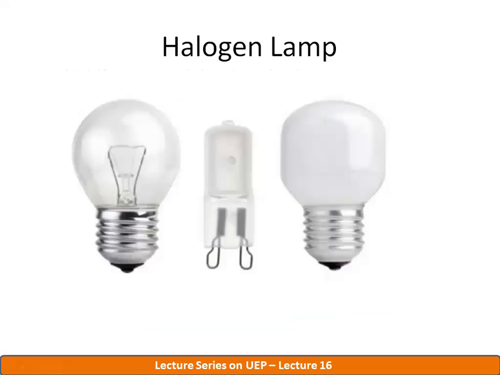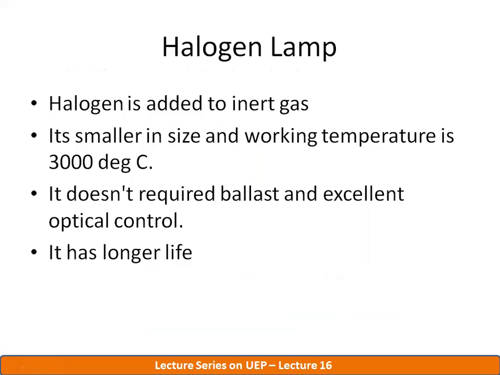The next one, halogen lamps. In the halogen lamp, halogen is added to the inert gas. It is a resistive lamp similar to the incandescent lamp. Inside the glass globe, halogen is added. It's smaller in size and the working temperature is about 3000 degrees Celsius.